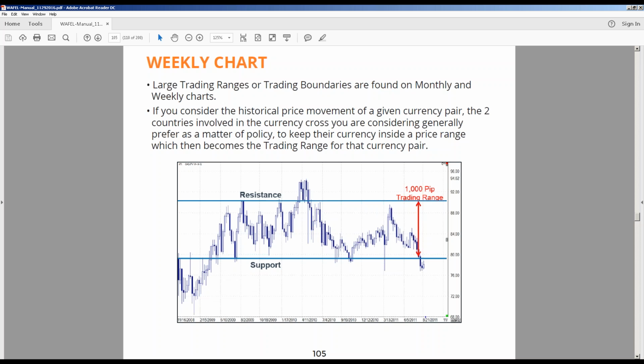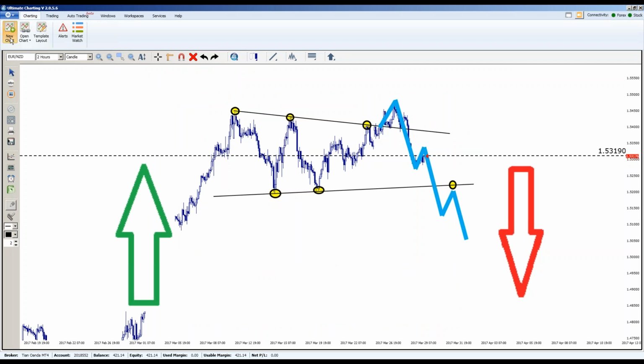If you consider the historical price movement of a given currency pair, the two countries involved in the currency cross you are considering generally prefer, as a matter of policy, to keep their currency inside a price range, which then becomes the trading range for that currency pair. So there you can see on the higher time frame, you have a trading range over here, right, with support and resistance.